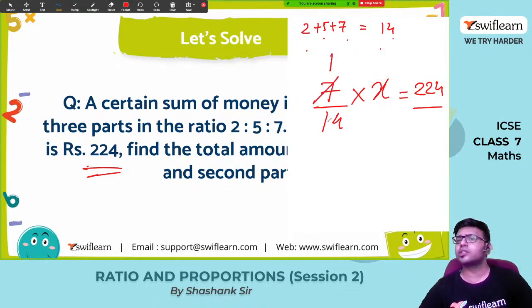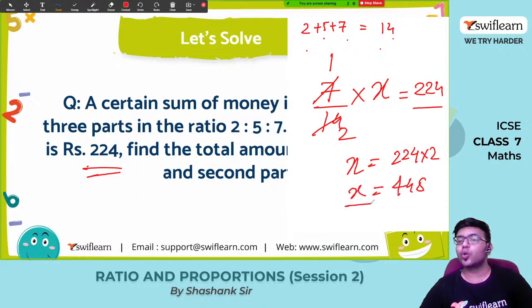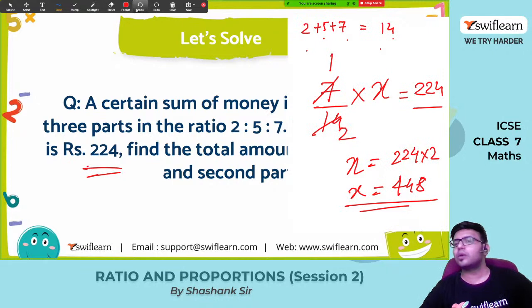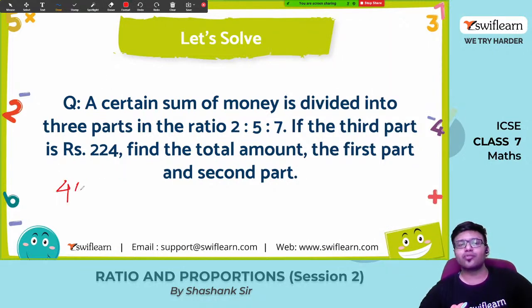7 1 is 7, 7 2 is 14, so x by 2 is equal to 224. So how much will x be? x will be 224 times 2, which is 448. So the total amount is 448. And see here what they have said: find the first and the second part. Now we have found the total amount. Find the first part and the second part. The total amount now is given as 448.